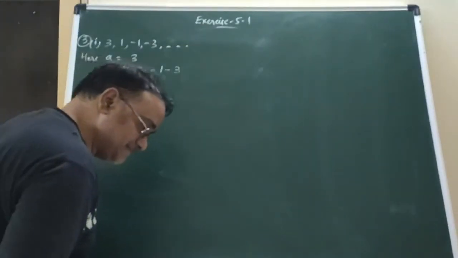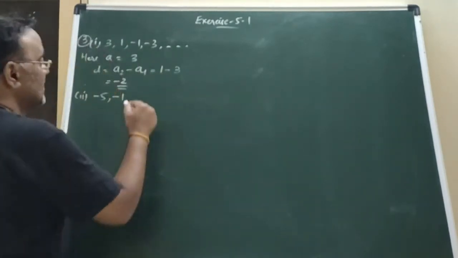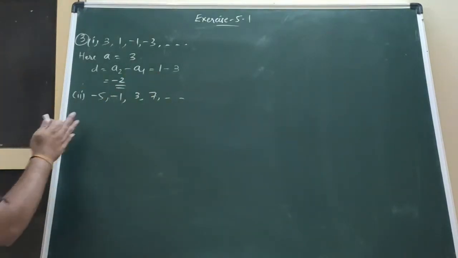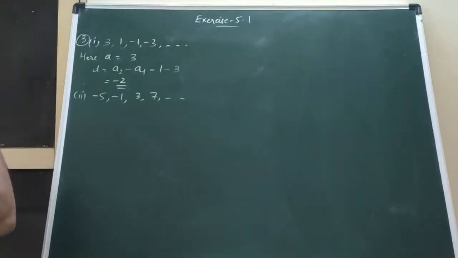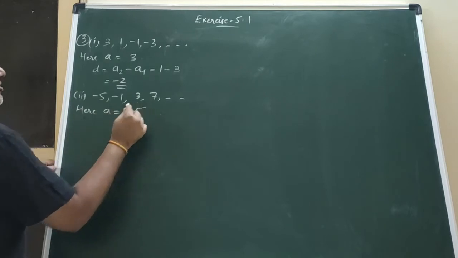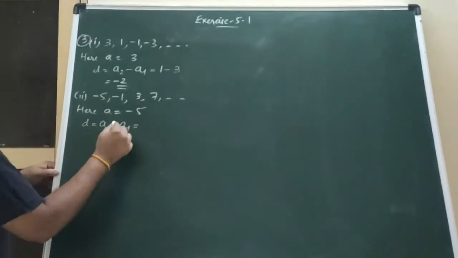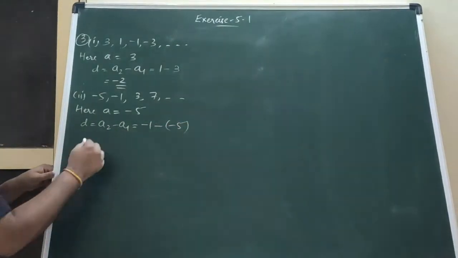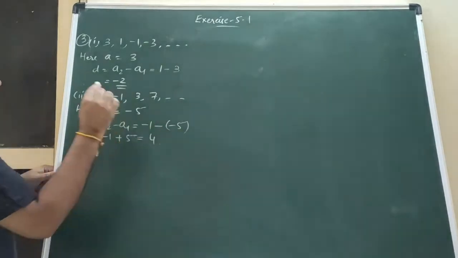The second bit: -5, -1, 3, 7. See, this is in increasing order. So the D will be positive for this. So here A is equal to -5 and D is equal to A2 minus A1, that is minus 1 minus of minus 5. Okay, so minus minus becomes plus here, and we'll get 4.